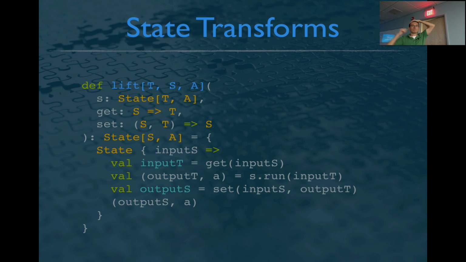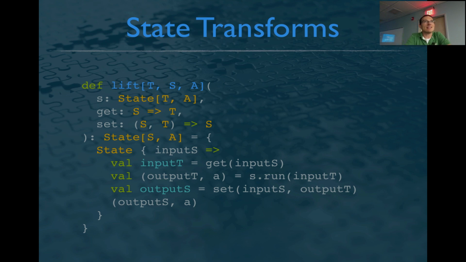And this is a way to do it. So if you give me a state t, and you give me a function where I can convert an s to a t, and you give me another function where I can say, given an initial s and a new t, give me back a new s with that t applied to it, then this code is implemented, right? That's pretty straightforward. So now given this, if I have s and I have get and I have set, I can compose these bigger state functions and mutate my state type and get bigger and bigger as I get higher and higher in the layers of my application.